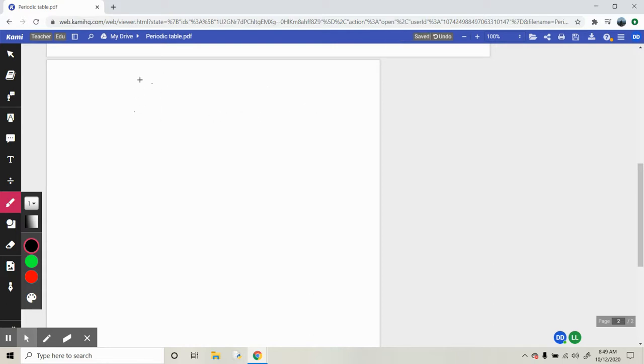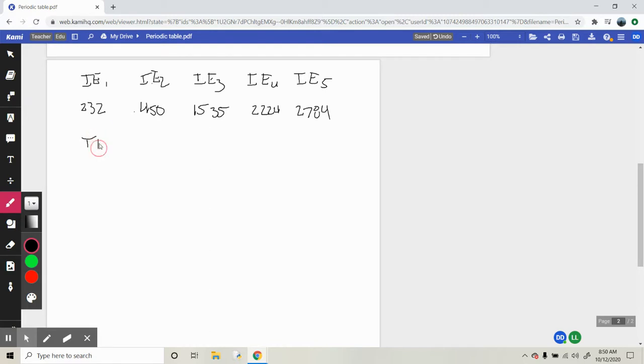But what I'm going to do is give you a list of ionization energies. That'll be ionization energy 1, ionization energy 2, ionization energy 3, 4, and so on and so forth. And then there'll be a list of numbers. So this might be 232. This might be 450. This might be 1535, 2224, and then 2784. Okay, and what I'll do is I'll say this element is in period 2.